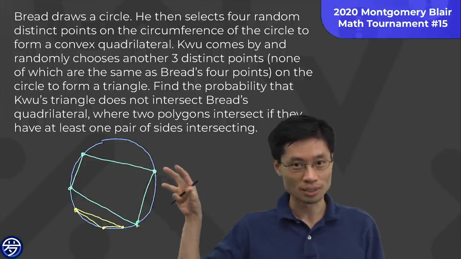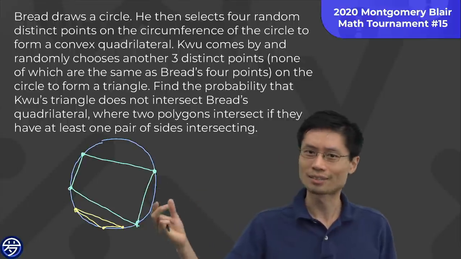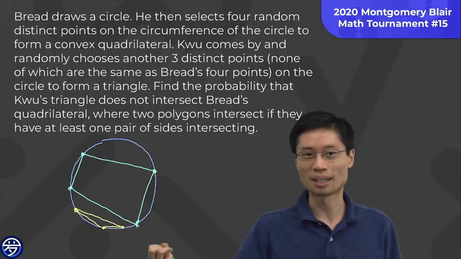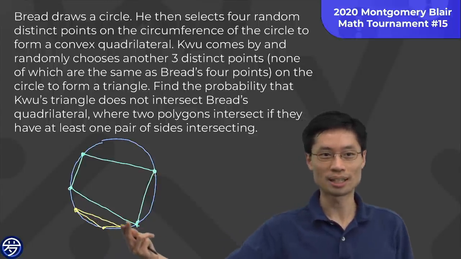Because if I put the quadrilateral down first, then I have to say I only stay outside the quadrilateral if I'm all in this part? But how do I even know how big this part is?